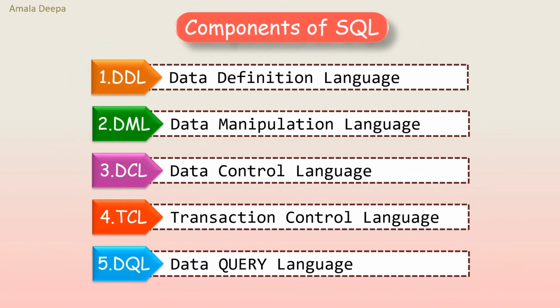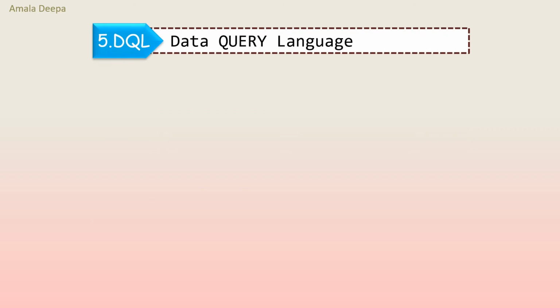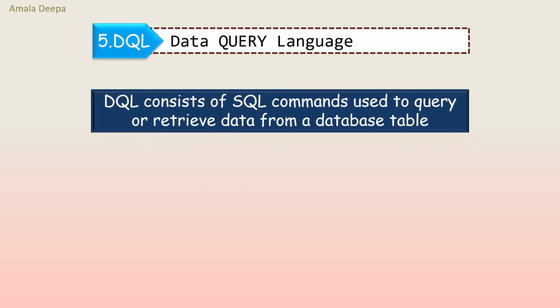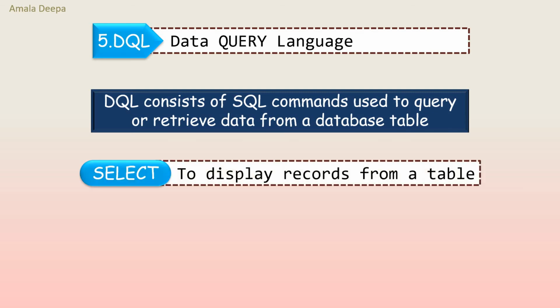The fifth component of SQL is Data Query Language, DQL. DQL consists of SQL commands used to query or retrieve data from a database table. There is only one command under DQL, which is the select command, to display records from a table.